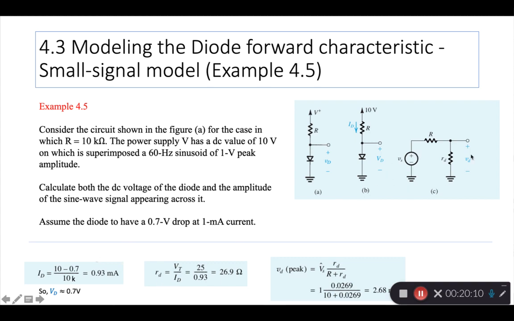Now, how to find RD in this model, right? RD according to the formula is Vt by Id. So that's 25 millivolts divided by 0.93 milliamps. That's why I didn't show you the millis, or he doesn't show it. And it comes out to be 26.9. So this value is known. So now you can obviously calculate the diode voltage using the voltage divider formula, which comes out to be 2.68 millivolts. So it's solved.